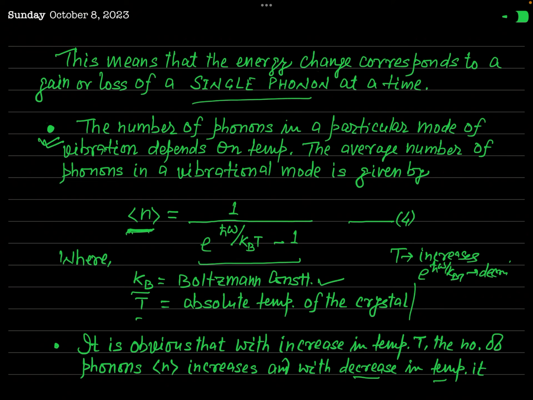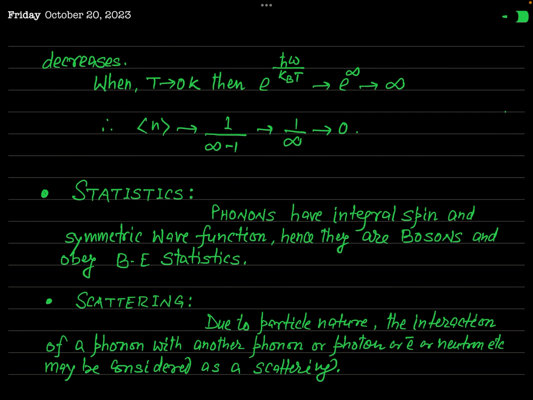So remember, if the lattice vibration is taking place at a particular temperature, there will be a certain number of phonons taking part in a particular mode of vibration. When you increase the temperature, the number of phonons will increase. But if you decrease the temperature, then the number of phonons will decrease. Okay? Now let us consider an extreme condition. We consider that we are decreasing the temperature, and finally we make the temperature tend towards 0 Kelvin.